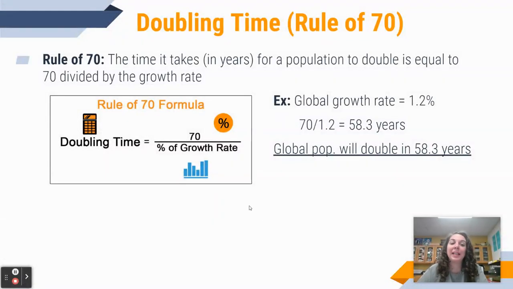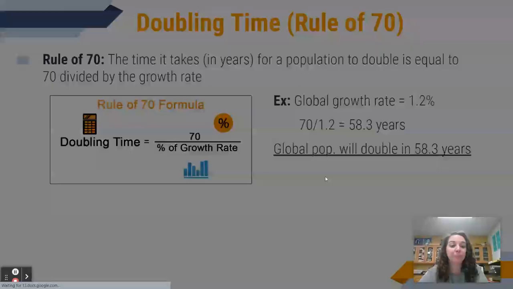And then we can use that to figure out our doubling time, which we call the rule of 70. This is how many years it's going to take for a population to double its size. For that, you take the number 70, it's always the number 70, and you divide it by the percent of the growth rate. Our last example gave us a growth rate of 1.2. So 70 divided by 1.2 would say that it would take us 58.3 years for our population to double.